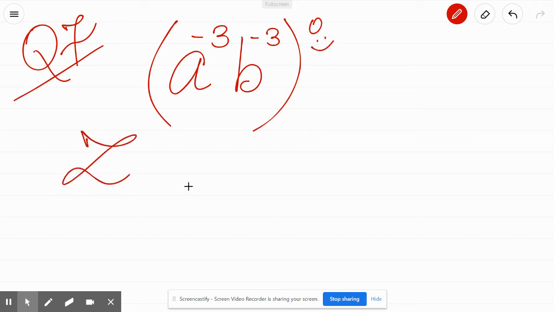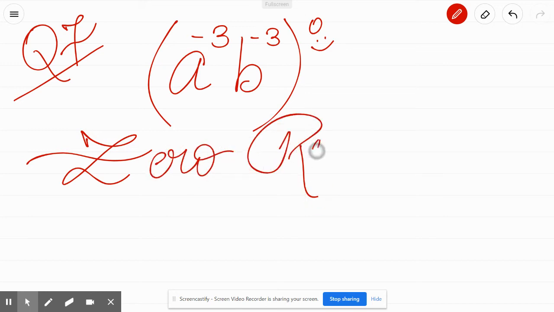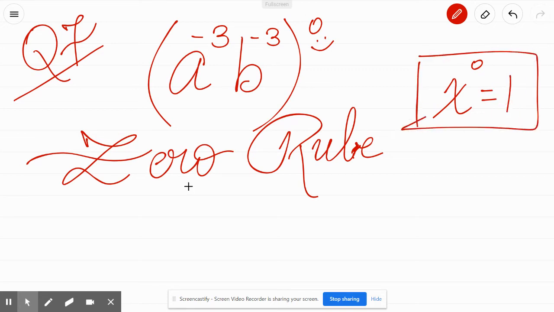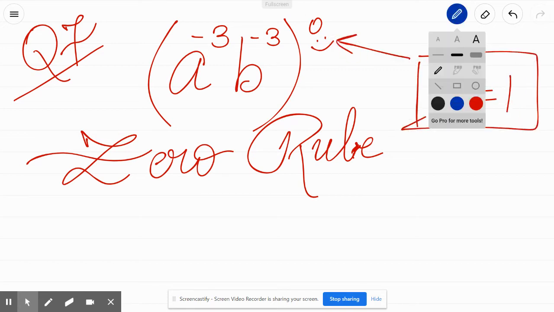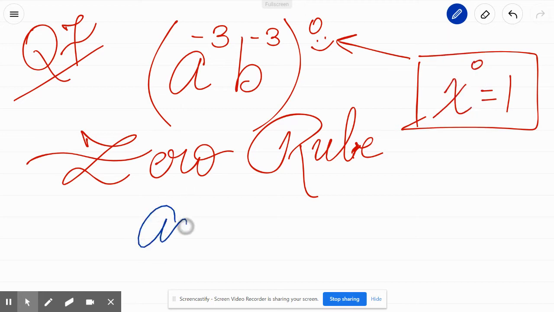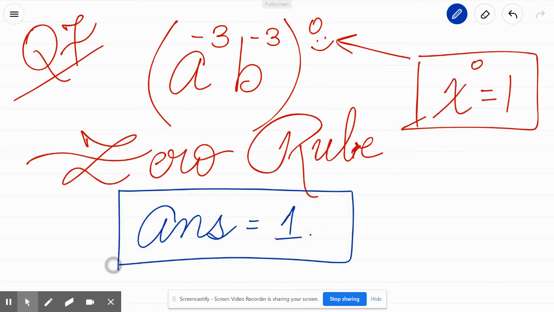Why? Because according to the zero rule, if you remember, any number or any expression to the power of 0 is 0, is 1, sorry. So let us say x to the power of 0 is 1. That's the rule we'll apply here, and hence our answer will be 1. And we are done. Easiest question in this set, I would say. No work was needed for this one.